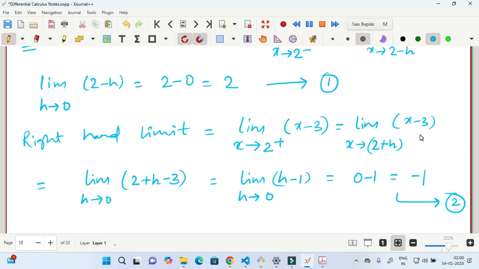Clearly, left hand limit and right hand limit are unequal. So left hand limit is 2 and right hand limit is minus 1. So both are unequal. So does the limit exist? No, the limit doesn't exist. So limit doesn't exist at what point? At x is equal to 2.